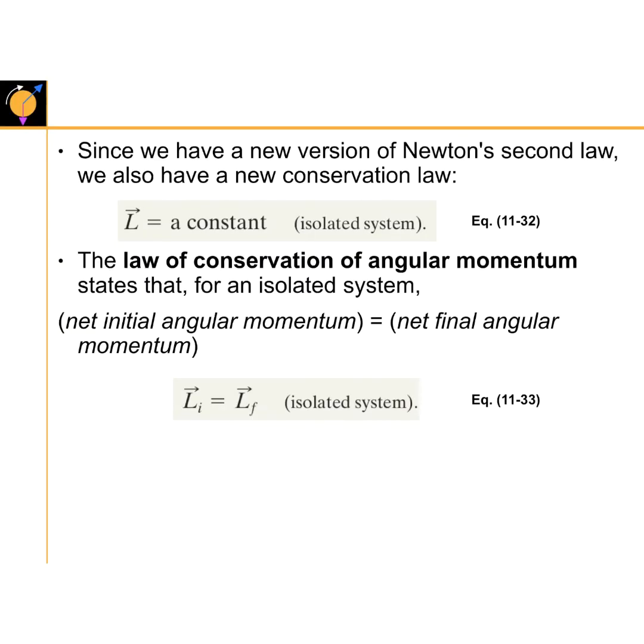So since we have a new version of Newton's second law, we also have a new conservation law. Basically, if there's no external torque on it, then the angular momentum is going to be a constant for this isolated system. In other words, the angular momentum at the beginning is going to be equal to the angular momentum at the end.